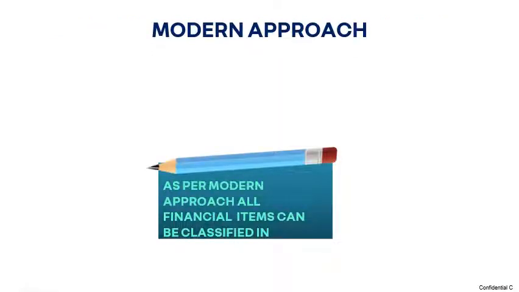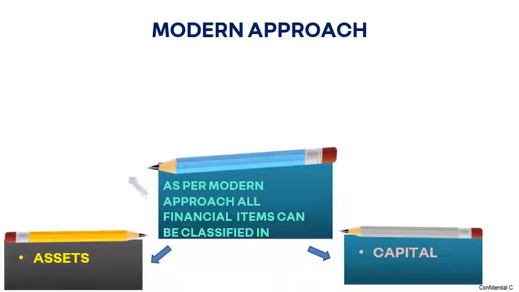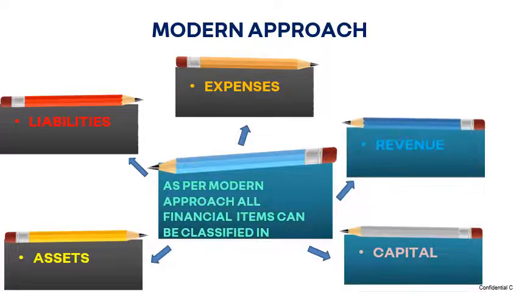In the modern approach, all the financial items can be classified as capital, assets, liabilities, expenses, and finally revenue or sales. So in the modern approach, we group all the elements of accounting into five major buckets: capital, revenue, expenses, liabilities and assets. Capital is also a liability, but when we talk about liabilities, it means outside liability, which is borrowed from outside.